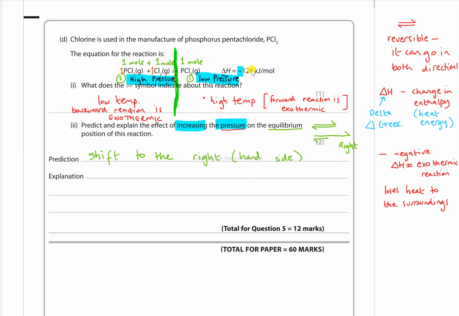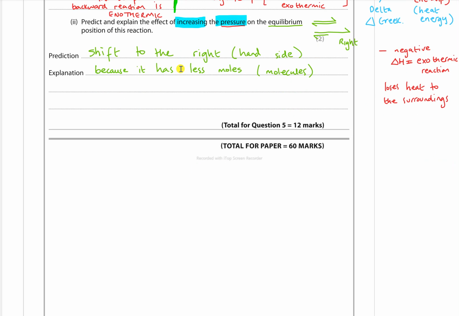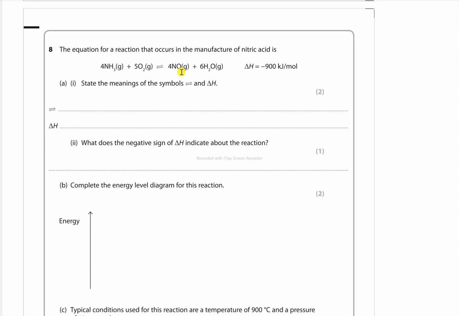So you say because it has less, you can say molecules or moles. Stick to whatever you want, moles or molecules, whatever you want. That's it. That's your 2 marks. And it's as simple as that. I'll show you this again.